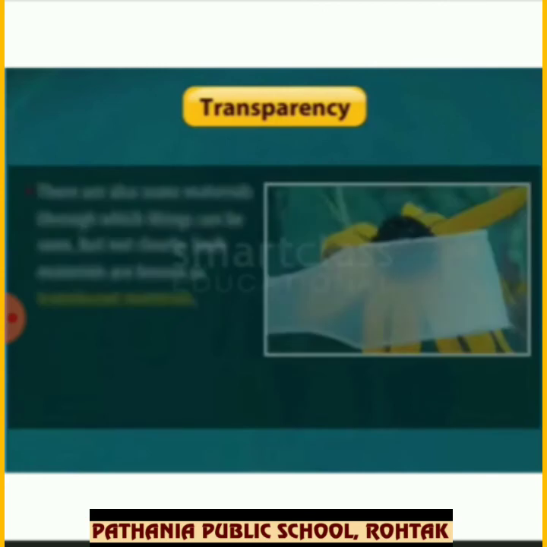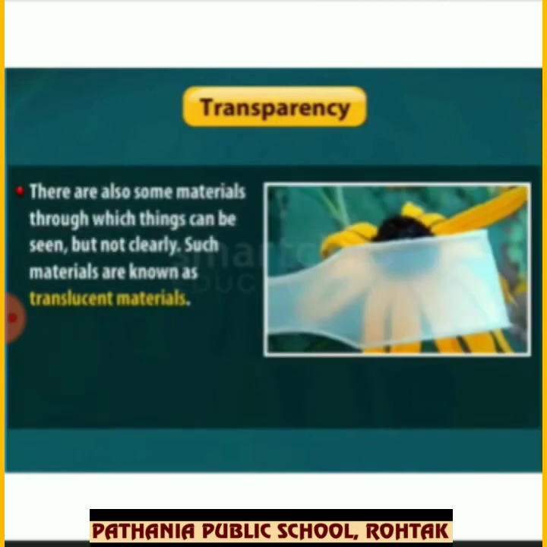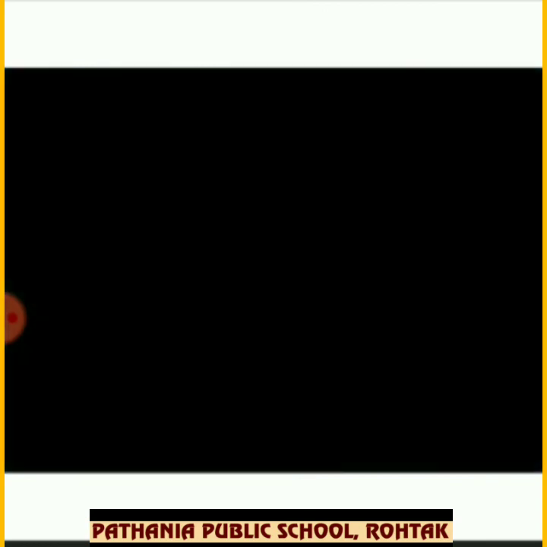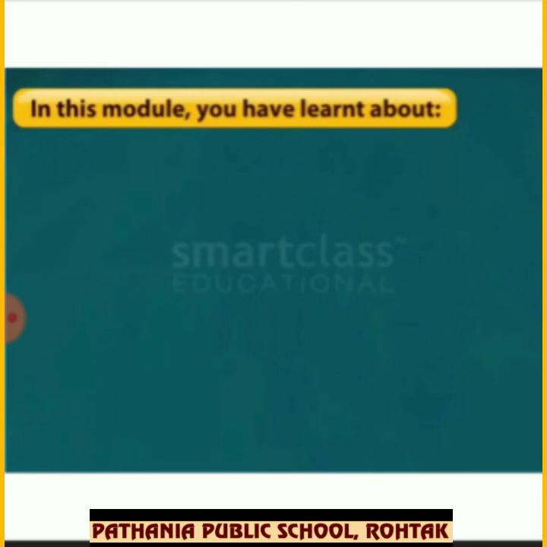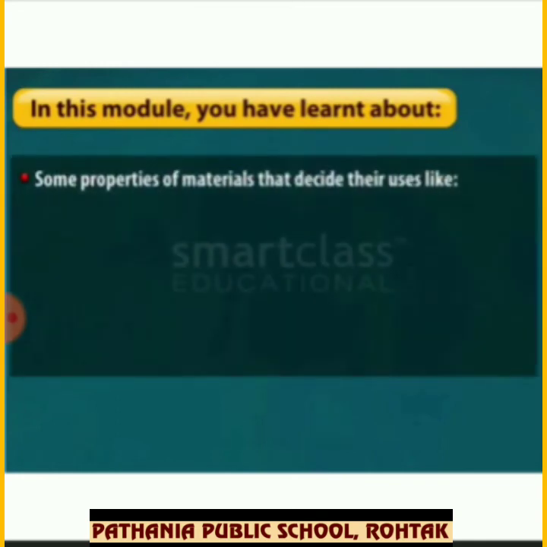So according to the transparency, there are also some materials through which things can be seen but not clearly. I told you these are called translucent materials: oily paper, grease paper, tissue paper, muddy water. All these are examples of translucent materials. So these are some properties according to which we can easily identify different types of materials, different types of objects and their uses.